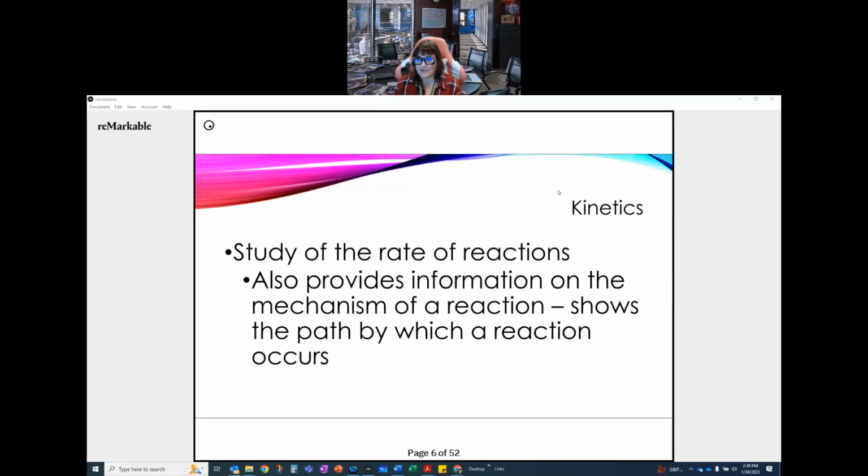So kinetics is the study of the rate of reactions. So when we talk about rates, we're talking about the kinetics. It also provides information on the mechanism of a reaction, and it shows the path by which a reaction occurs. We don't always know, when we're looking at how fast a reaction happens, what the path is from start to finish. We need to do some other types of studies to figure that out, but we will talk about that part in the next lecture. So mechanisms is next time. Kinetics is just about this rate.